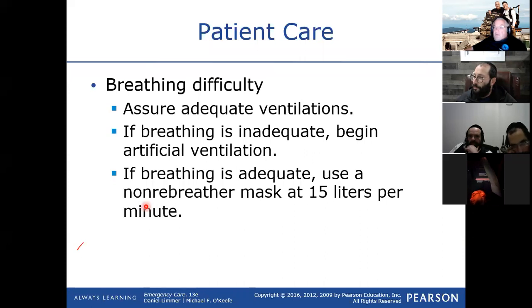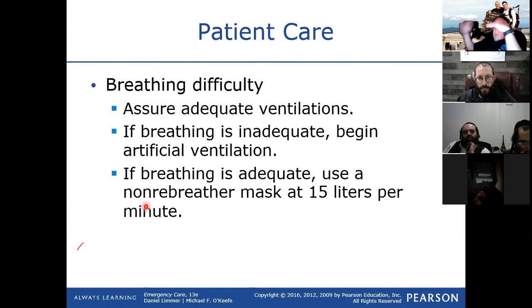Okay, so now what do we do? If they're not breathing well on their own, then we're going to have to ventilate them. Typically, we use the bag valve mask, we said. If they're breathing enough times a minute with adequate tidal volume, but they feel like they can't catch their breath, then we have to give them supplemental oxygen. You get the difference? One is that they're not bringing the air in, so we can't just strap a mask on their face. We have to force it into them.